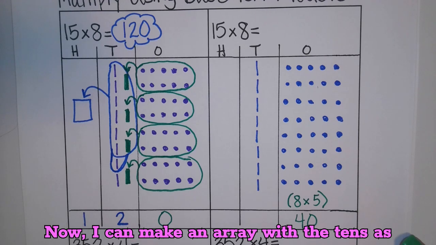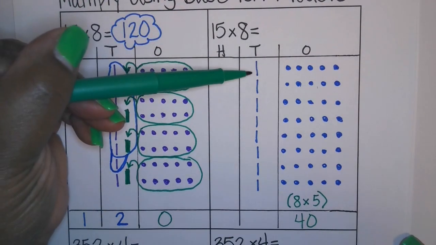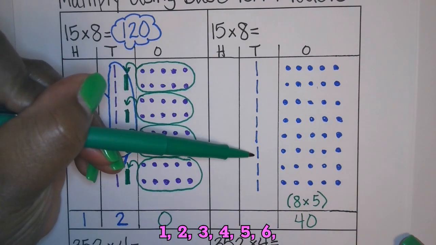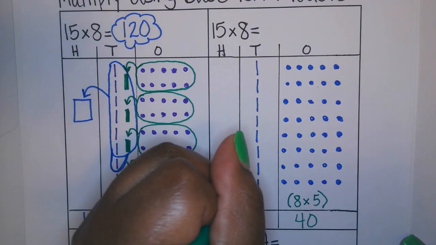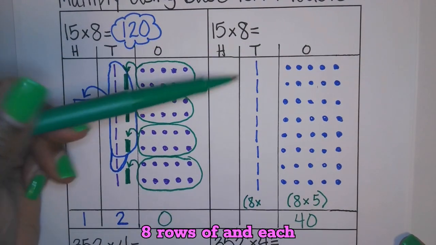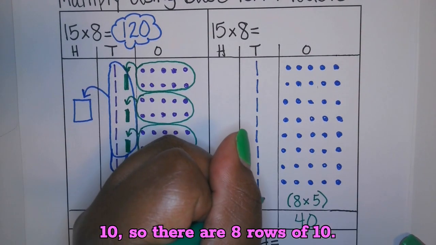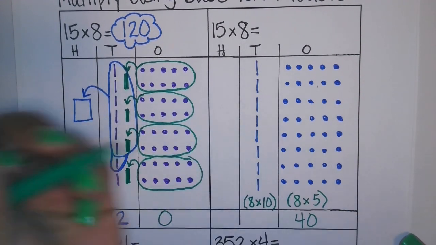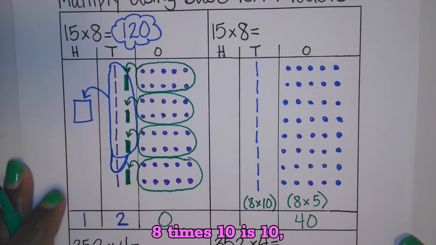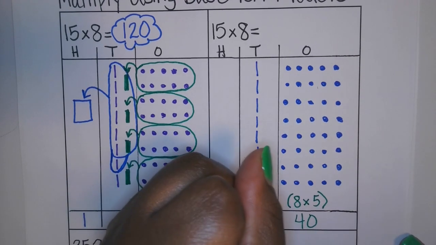Now, I can make an array with the tens as well, because there are 1, 2, 3, 4, 5, 6, 7, 8 rows. 8 rows of, and each one of these is equivalent to a group of 10. So there are 8 rows of 10. 8 times 10 is 10, 20, 30, 40, 50, 60, 70, 80.